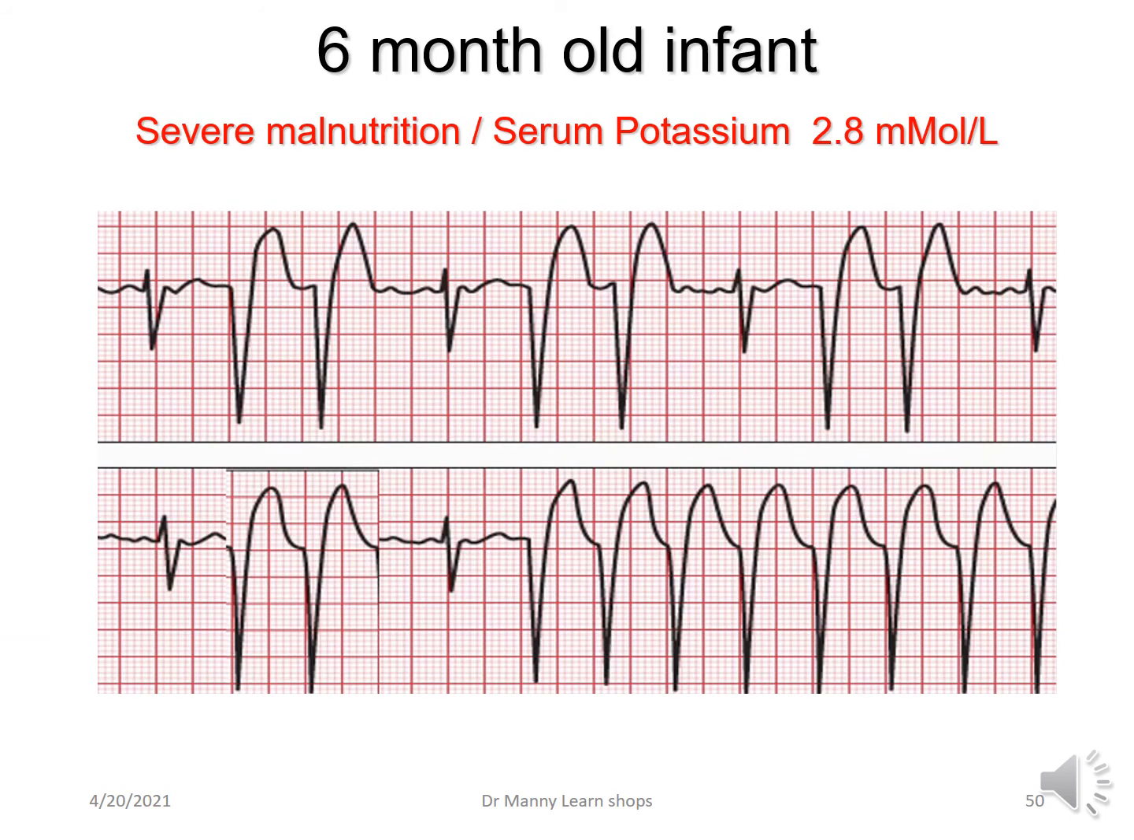This is a 6-month-old infant with severe malnutrition. When they took the serum electrolytes, they found that the serum potassium was only 2.8, and as you know, normal is 3.5 to about 5 millimoles per litre, milliequivalents per litre, whatever terminology you choose to use. So this infant is severely hypokalemic. What do you see in the ECG?